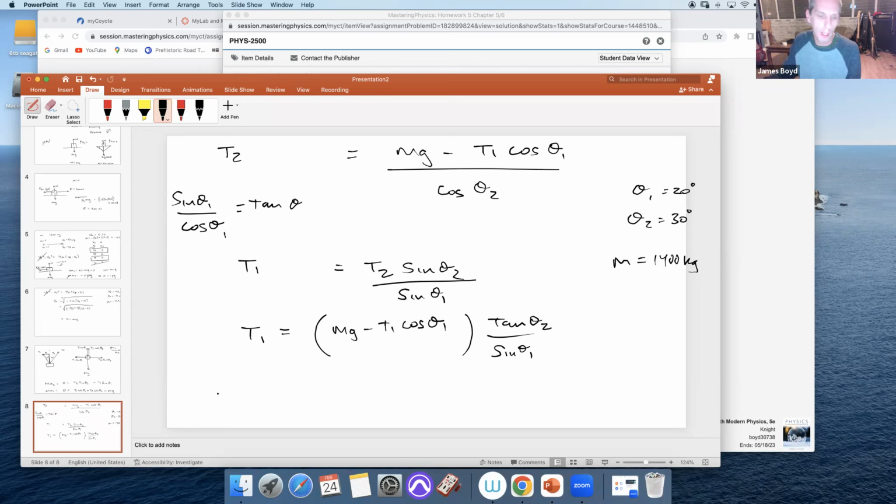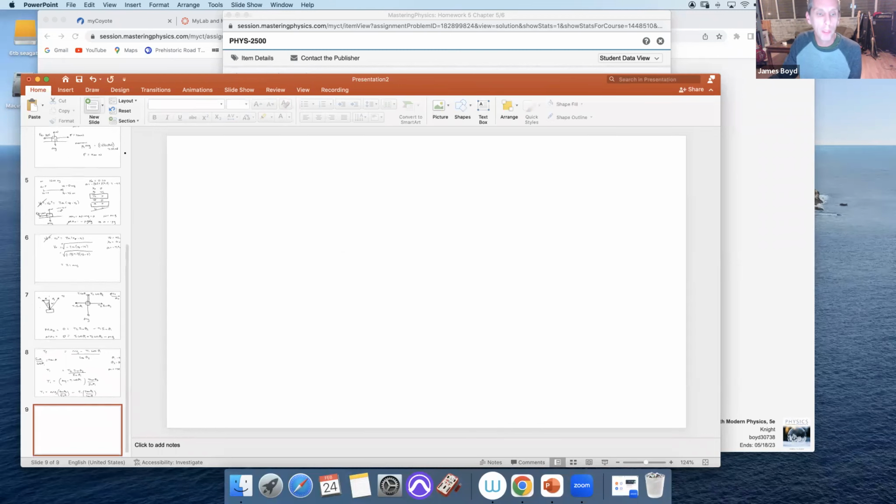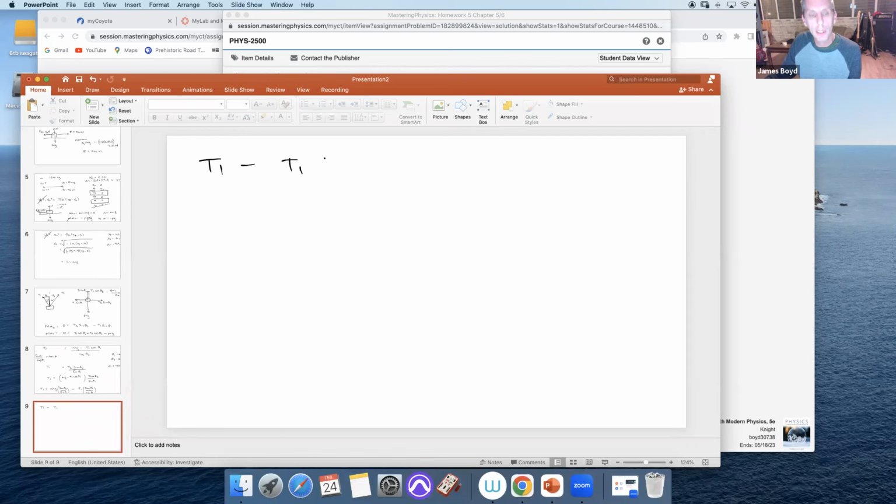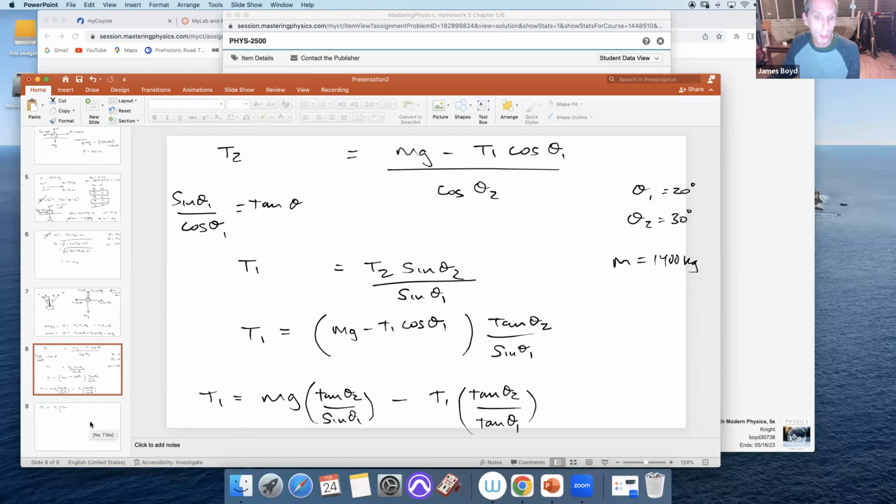And now if I look at this, what I get is T1 equals mg times tan of theta 2 over sine of theta 1, minus cos over sine, which means this is T1 tan theta 2 over tan theta 1. So this guy I'm saving. And then finally, on a brand new page, let's move that over. I get T1 minus T1 times tan over tan. This is plus, sorry. And that's tan theta 2 over tan theta 1.